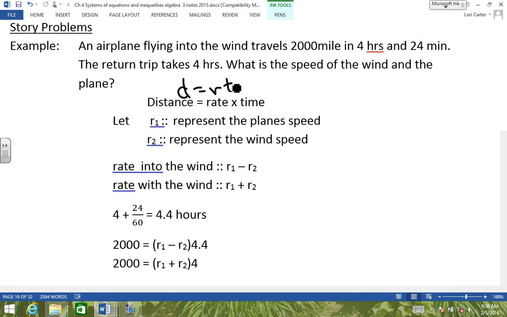Why does it take less? Because going against the wind is slower, and on the return trip the wind is with me, so it's less. Right? Makes sense.